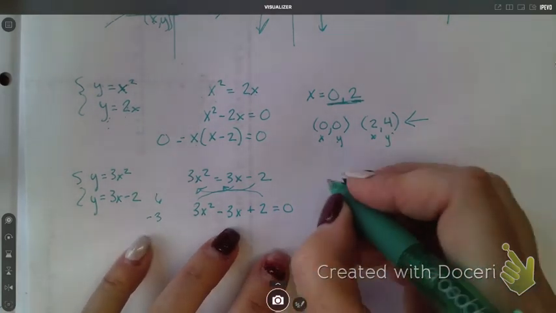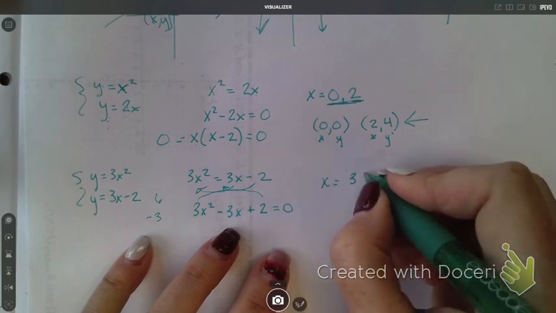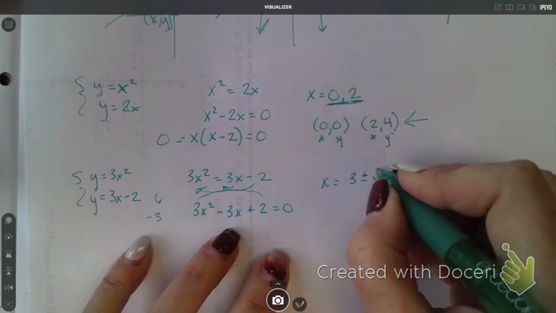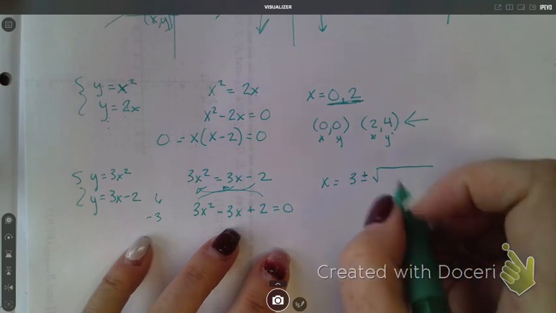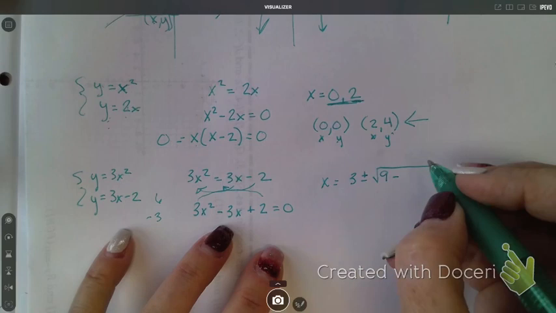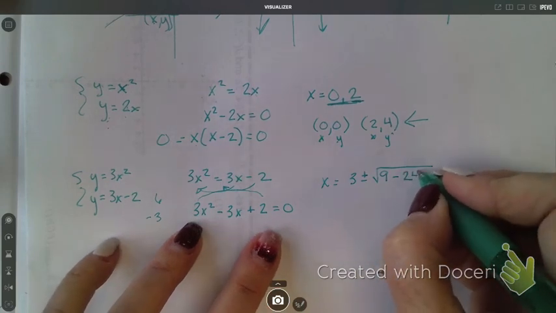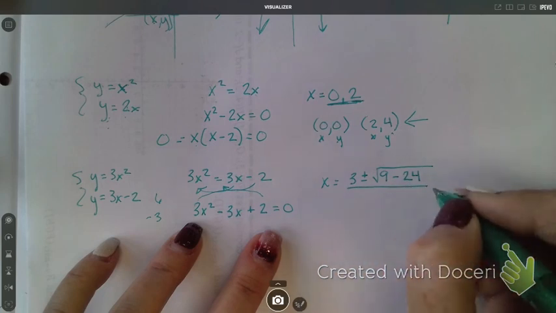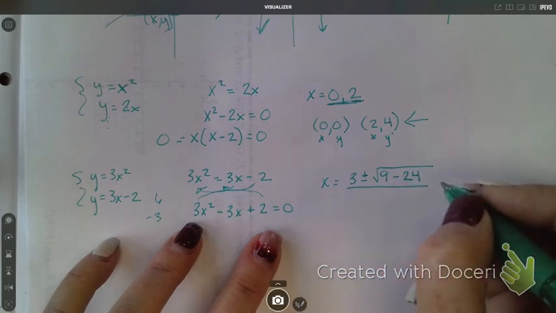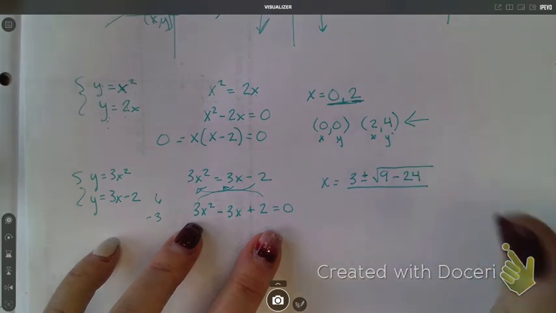So then x would equal 3 plus or minus the square root of what? 9 minus 4 times 6 is 24. Is that okay if I'm skipping that stuff? Do you want me to go back and write it out? No. You're good? That's how I do it.